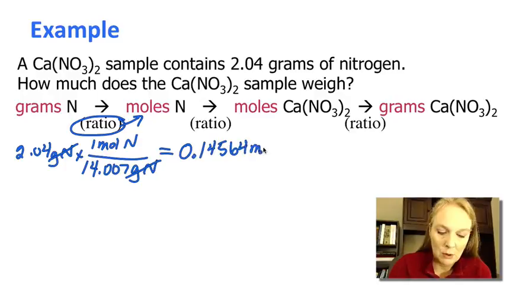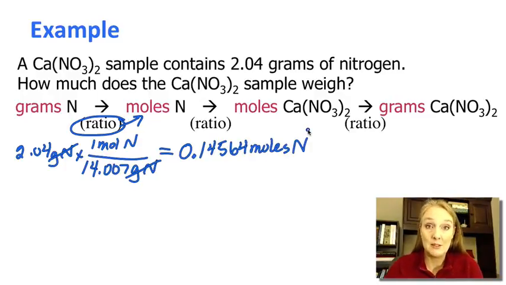0.14564 moles of nitrogen. Now, I've used too many significant figures here, haven't I? I always like to carry a couple of extra digits so that I don't create a rounding error when I do a problem in a step-by-step fashion. But what I'm going to do here is underline the last digit that's significant just to remind myself of that.